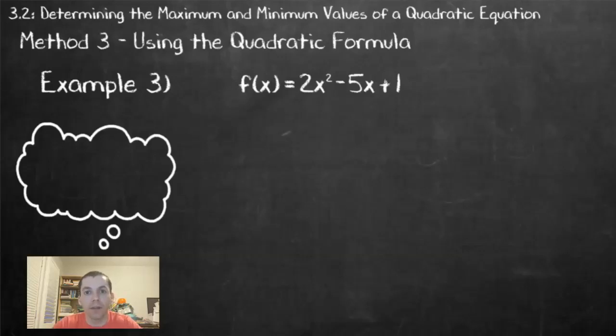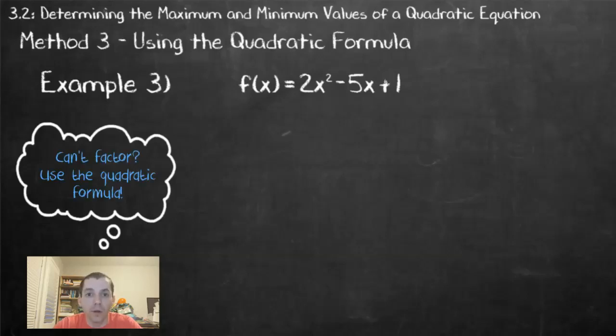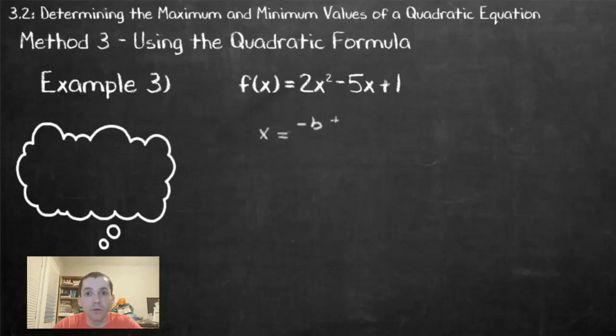The third and final method for finding the maximum or minimum value of a quadratic function is to use the quadratic formula. We do this when we have an equation in standard form and we can't factor. It follows very much the same progression, however. We use the roots in order to find the axis of symmetry, which then leads us to the vertex. If we can't factor, we have to use our quadratic formula.